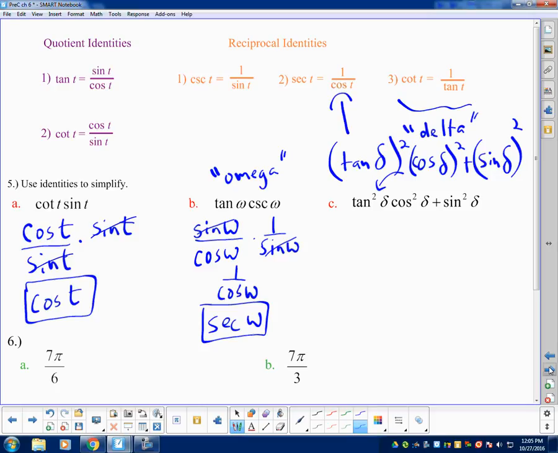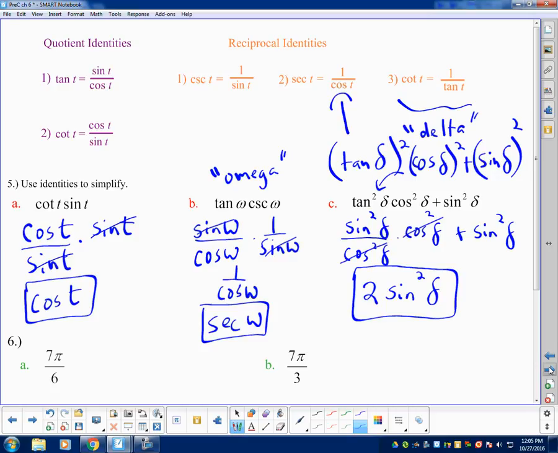So tangent squared of delta is the same as, I'm going to replace it with sine squared of delta over cosine squared of delta. And then we have another cosine squared of delta right next to it, plus sine squared of delta. The cosine squared deltas cancel out. So I have sine squared of delta plus sine squared of delta, which is 2 sine squared of delta. So I've simplified that to just one single trigonometric function.